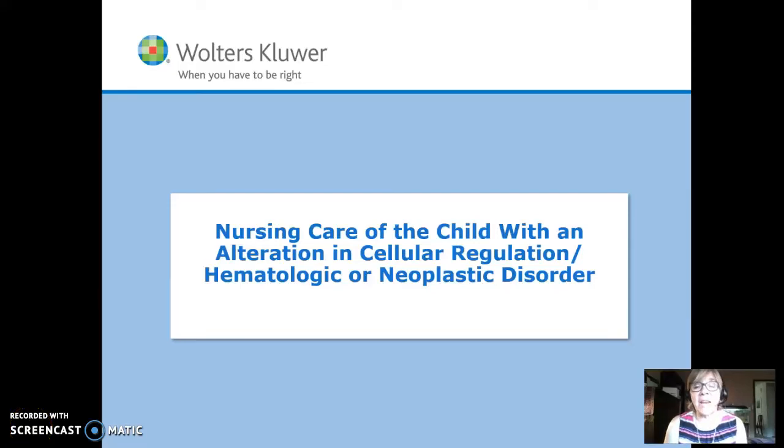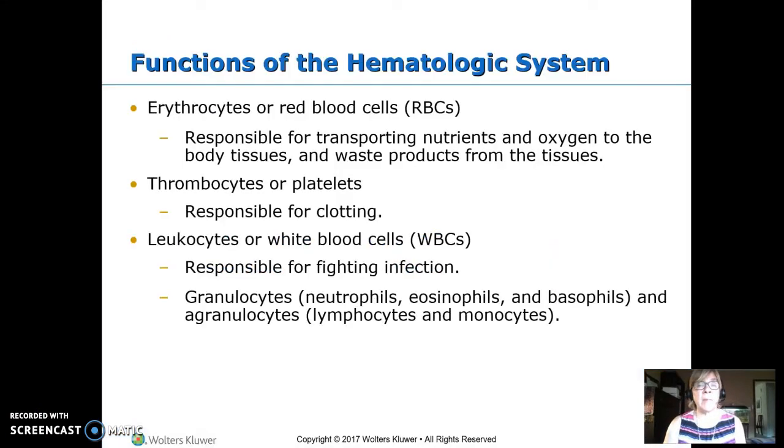So this is nursing care of the child with an alteration in cellular regulation, which includes hematologic and neoplastic disorders. So let's first just talk about blood. You've got erythrocytes, which is red blood cells. This is what transports oxygen. They transport some nutrients, collect and bring back some other waste, but the big thing that erythrocytes do is transporting oxygen.